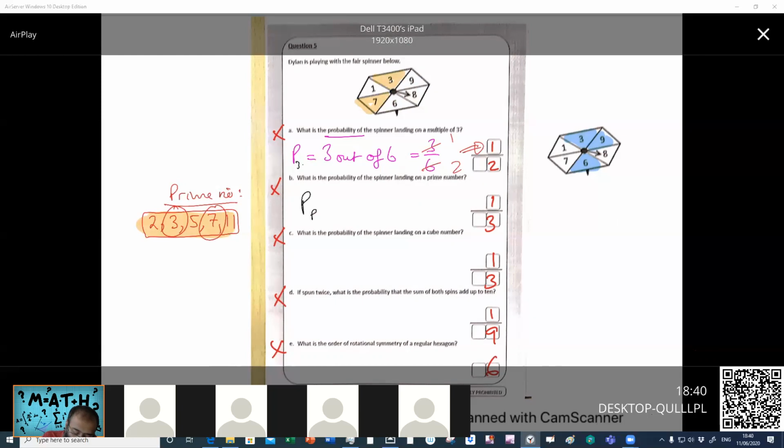That we said the probability of a prime. Okay, that's 3 times table. The probability of a prime is equal to 2 out of 6. Okay, what will that cancel down to? 1/3, not 1/2, because 2 divided by 2 is 1 and 6 divided by 2 is 3. Okay?